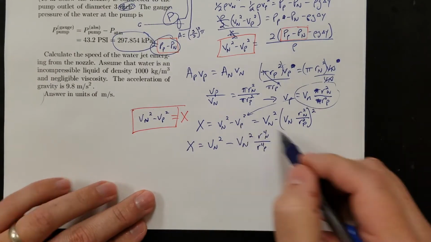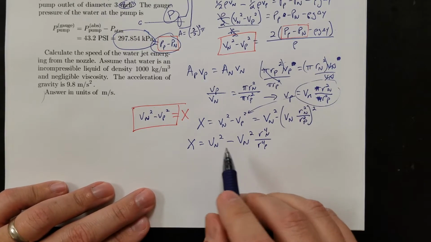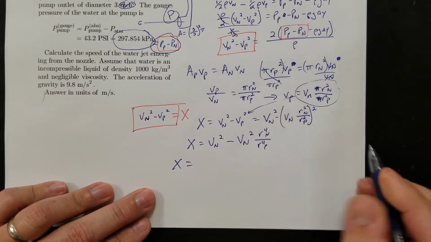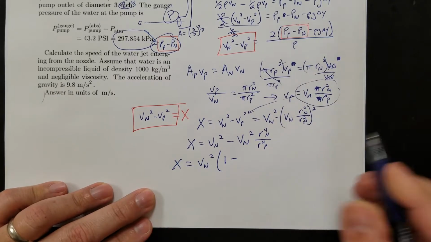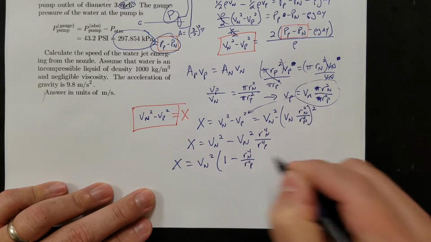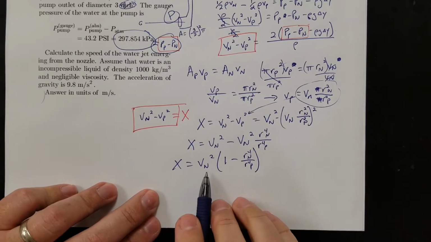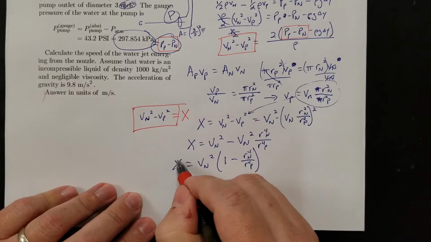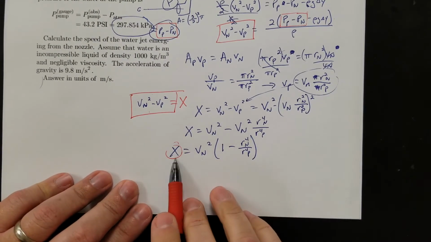Okay, so here we are, right? So I can pull out a Vn. We're almost there, so close. I can pull out Vn squared from both of these. So X is equal to V nozzle squared times 1 minus R to the fourth for the nozzle over R to the fourth from the pipe. Okay, so now I've got to solve for V nozzle, right? So let's look at what you know. You know that number from here. You've already solved that. Okay, so I've got that number.